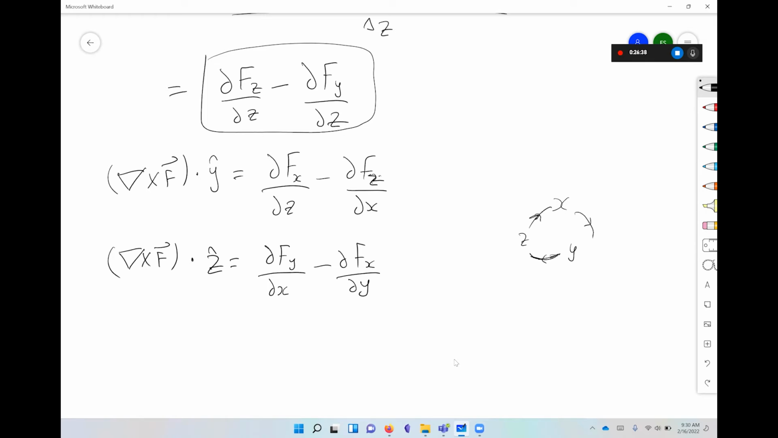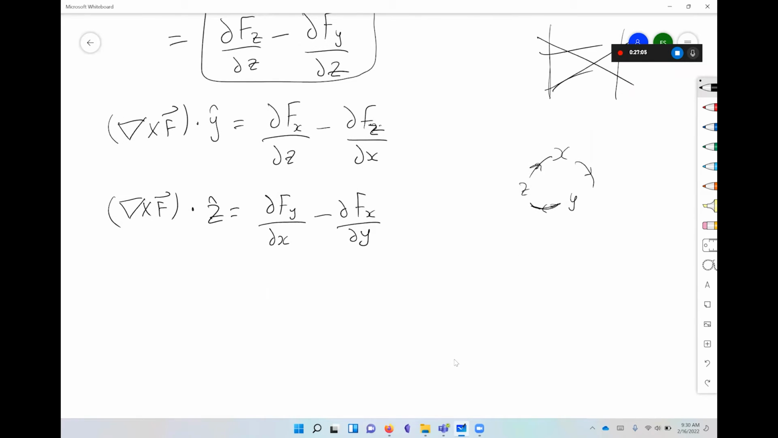Some people write the curl as a determinant to help you remember how to write it down. But you don't really need any of this business. I mean, you can look at the determinant definition if you want to. It's just to aid in remembering the curl. The curl is not a determinant at all. Determinant has nothing to do with the curl. This is just a shorthand to try to remember the formula for the curl. So let me show you how to write it down.